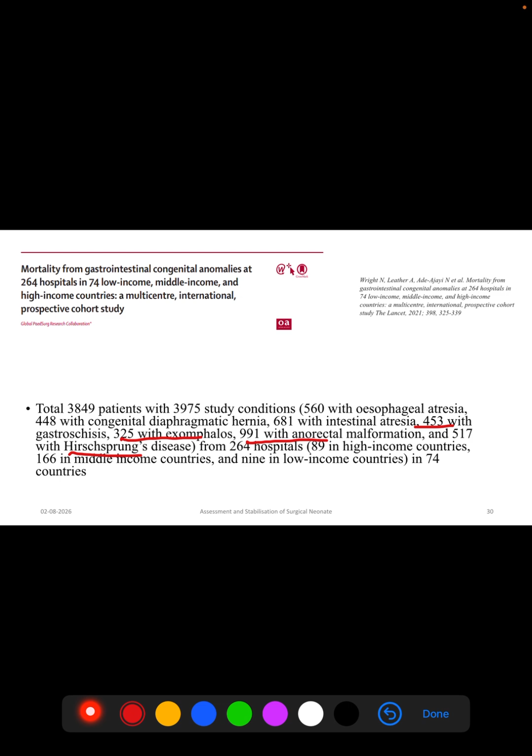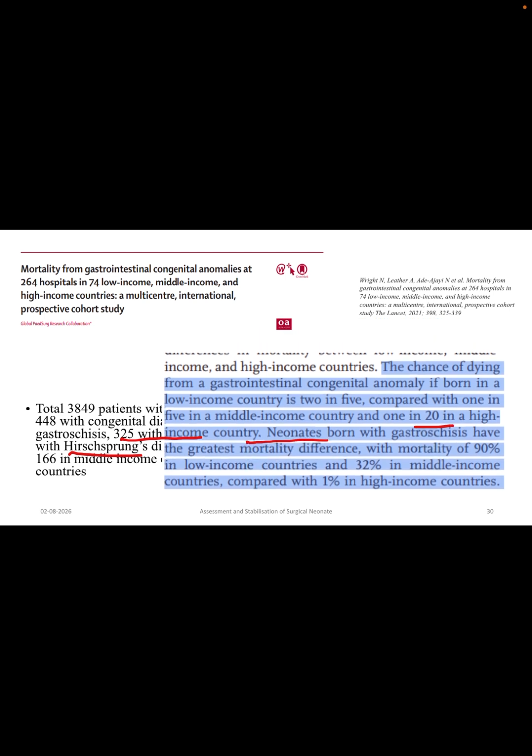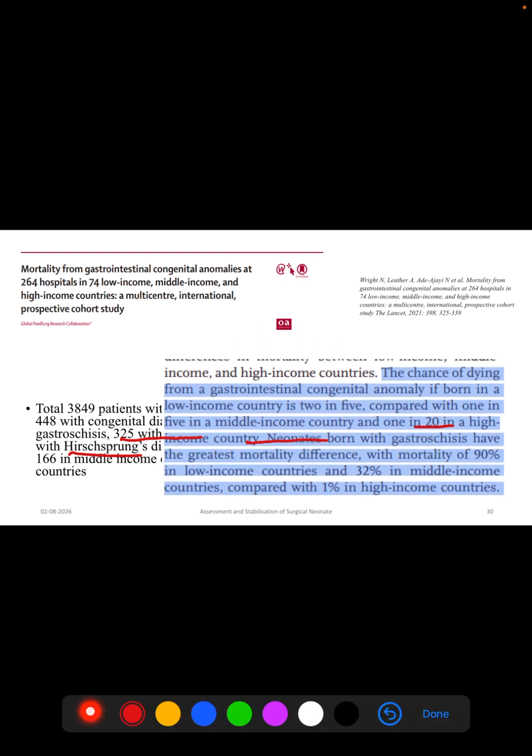हाँ, so इतने countries से इतनी जगह से ऐसे उन्होंने neonates लिए, and they have found that the chance of dying from a gastrointestinal congenital anomaly if born in a low income country is 2 in 5. That means 40% mortality compared with 1 in 5 in a middle income country, that is 20%, and they have included India into a middle income country. And 1 in 20, that is a mere 5% in a high income country.